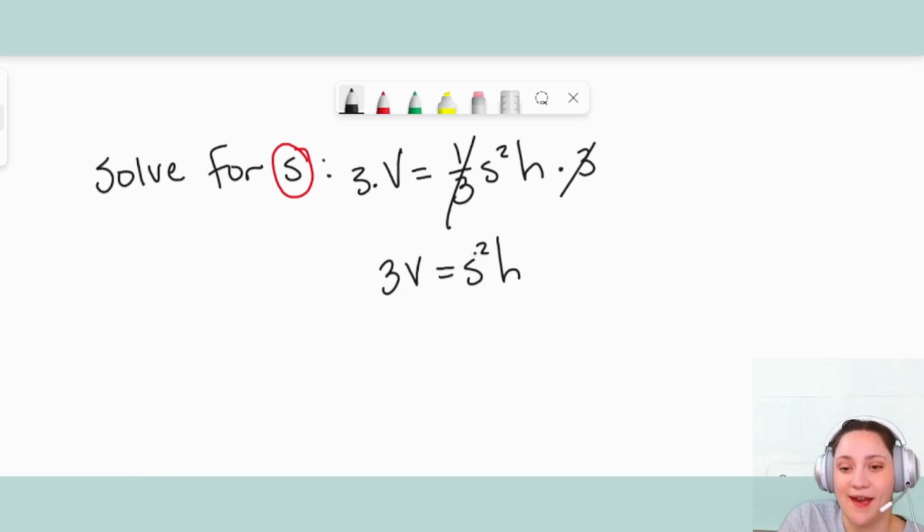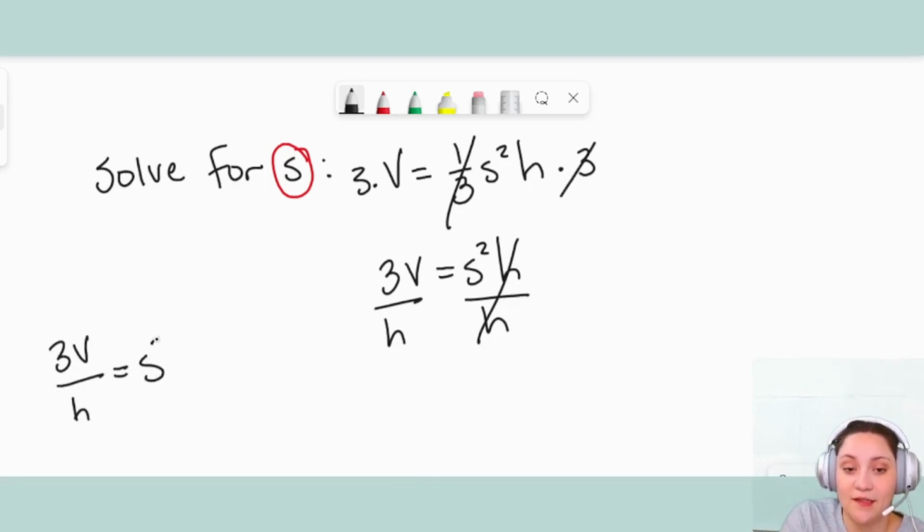Now I need to move that h. I know there's an s squared, but remember when we're solving, we work our order of operations backwards, or in a more general sense, I think of it as working from the outside in. So the next thing I need to get rid of is that h. I'm going to divide this side by h, divide the other side by h. So now I have 3 times v over h is equal to s squared. And now the squared is the only thing I have left to deal with.